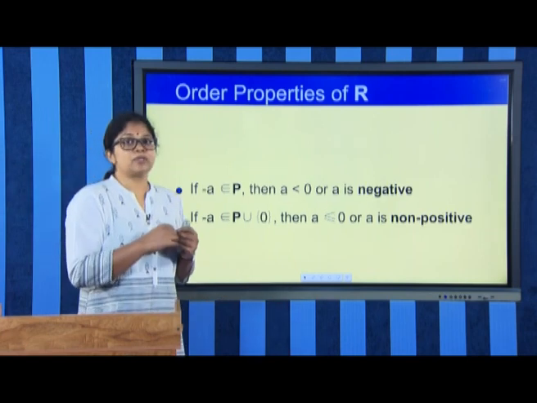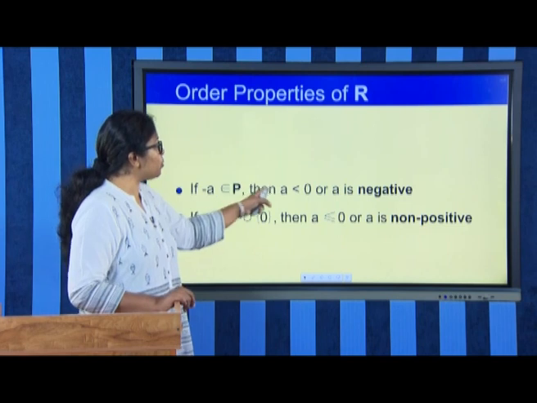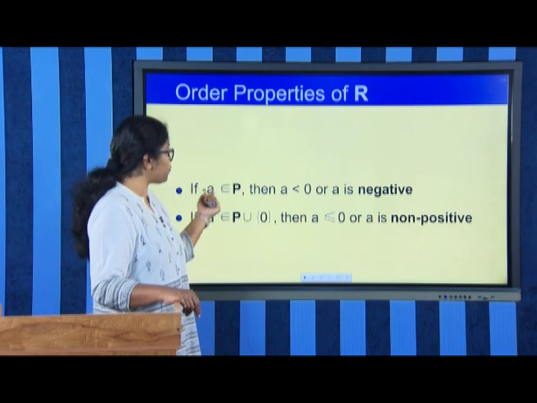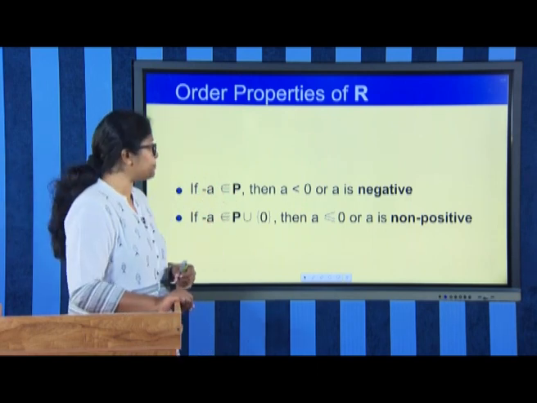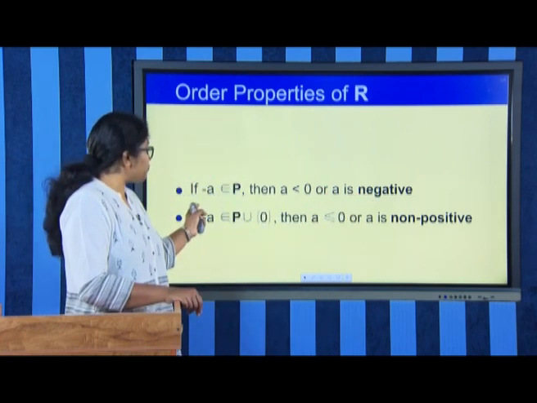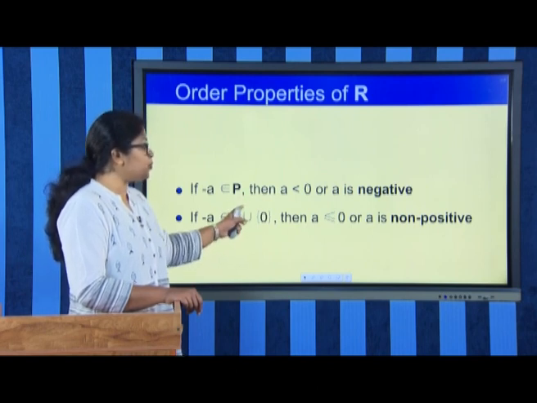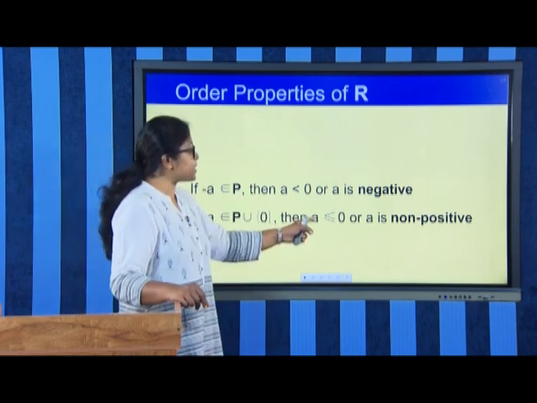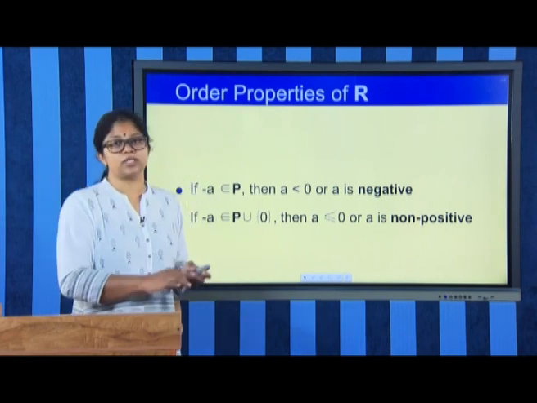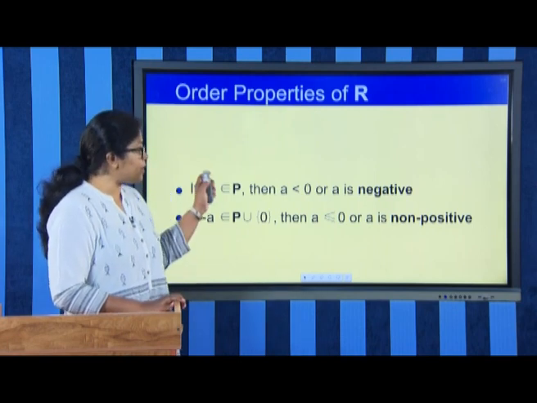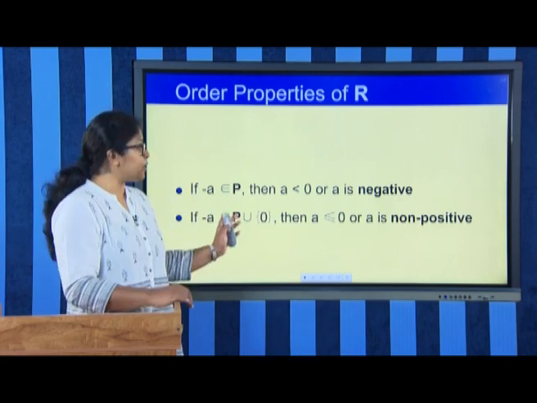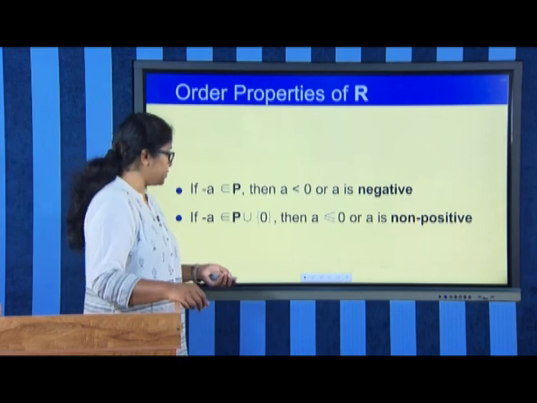If negative A belongs to P, on the other hand, then we will denote it as A is less than 0. This is the mathematical notation for negative of A belongs to the set of all positive real numbers, or we call A a negative real number. And if negative A belongs to the set P union {0}, then A is denoted as A is less than or equal to 0, or A is said to be a non-positive real number. So, these are the definitions and notations for positive real numbers, negative real numbers, and non-positive or non-negative real numbers.